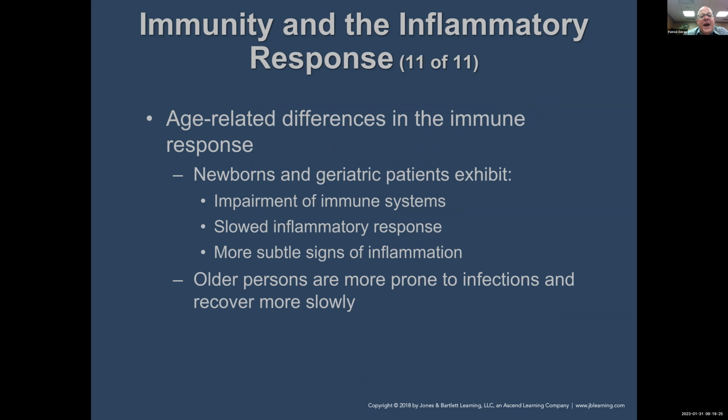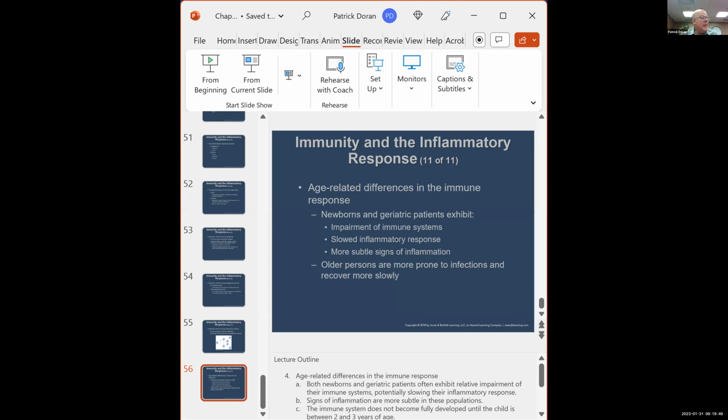Goes without saying, right, as we age, we're more prone to infections and we recover more slowly. As infants, we're slower to become ill, although it seems like babies are sick a lot, and we have a slower inflammatory response. We have much more subtle signs of things when we're an infant. And that's all I got for the book's pathophysiology.